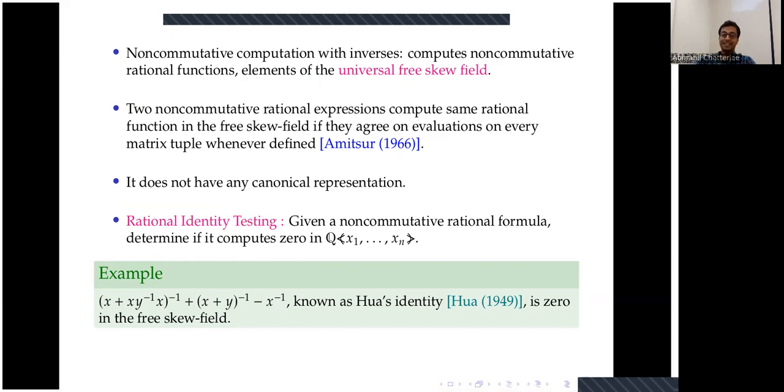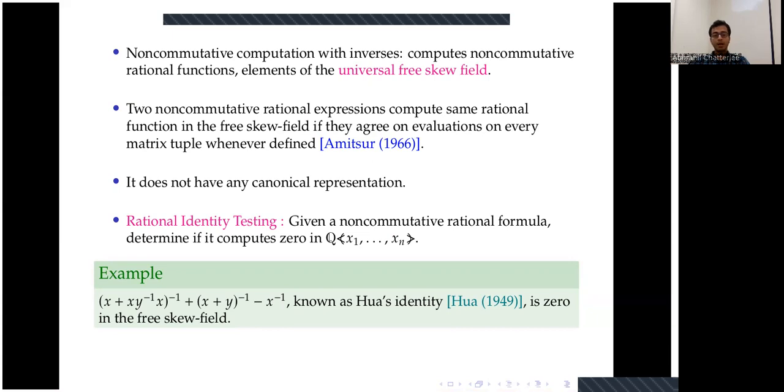First, notice that they may not be defined as you are introducing inverse gates and you are substituting matrices. So it may happen that you are trying to take the inverse of a matrix which is not even invertible. So it may not be defined. If on an evaluation both sides are defined, then they must agree. So that was the definition. It was characterized by Amitsur as the definition of the universal skew field. Then we say that they are computing the same rational function in the skew field.